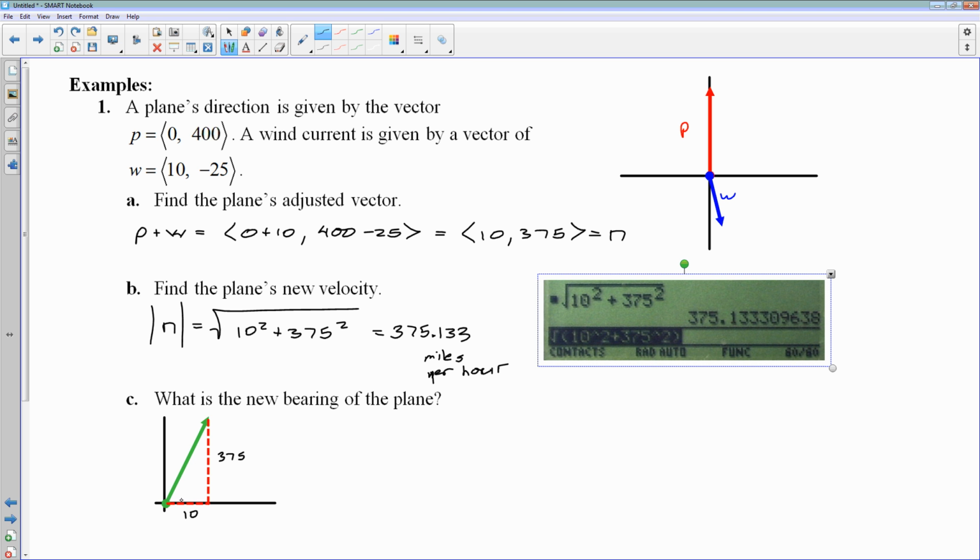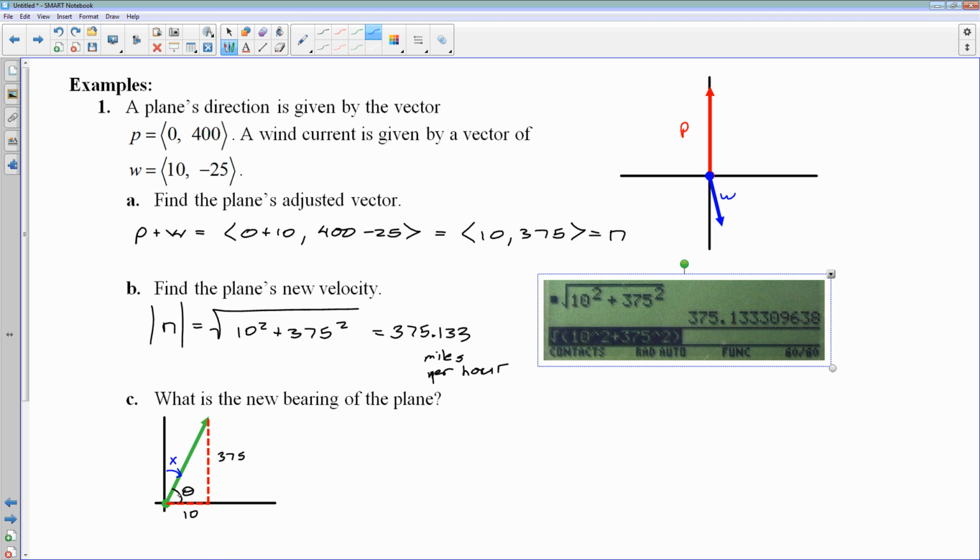And what I'm going to do first is find this angle right here, because that's the angle that's in this triangle. And then I will use that. You know what? Yeah, I'll stick with this way. I will use that angle and then subtract it from 90 to get the actual bearing. I want that actual angle right there.